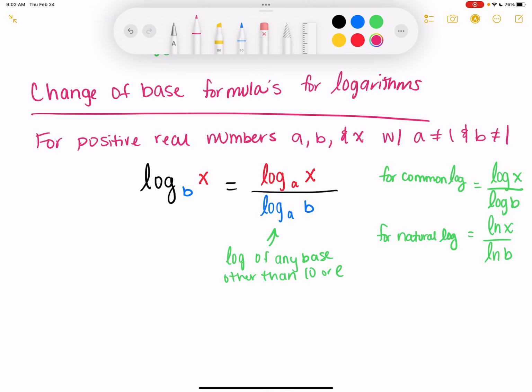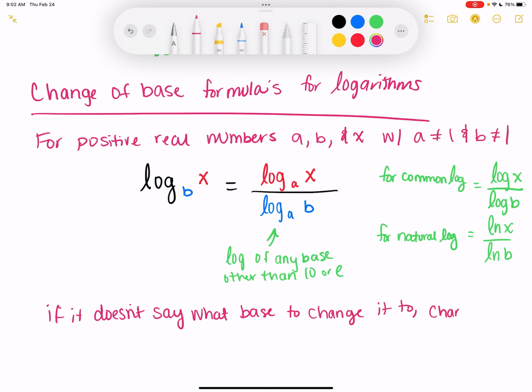And then just so you have it in writing, if it doesn't say what base to change it to, change it to base 10.